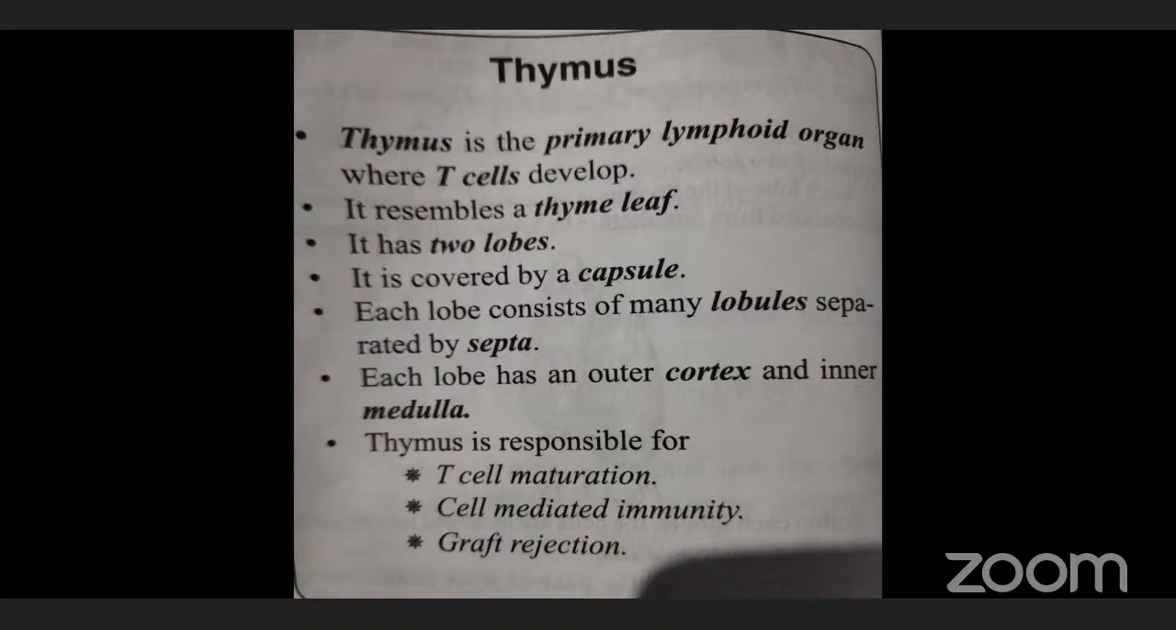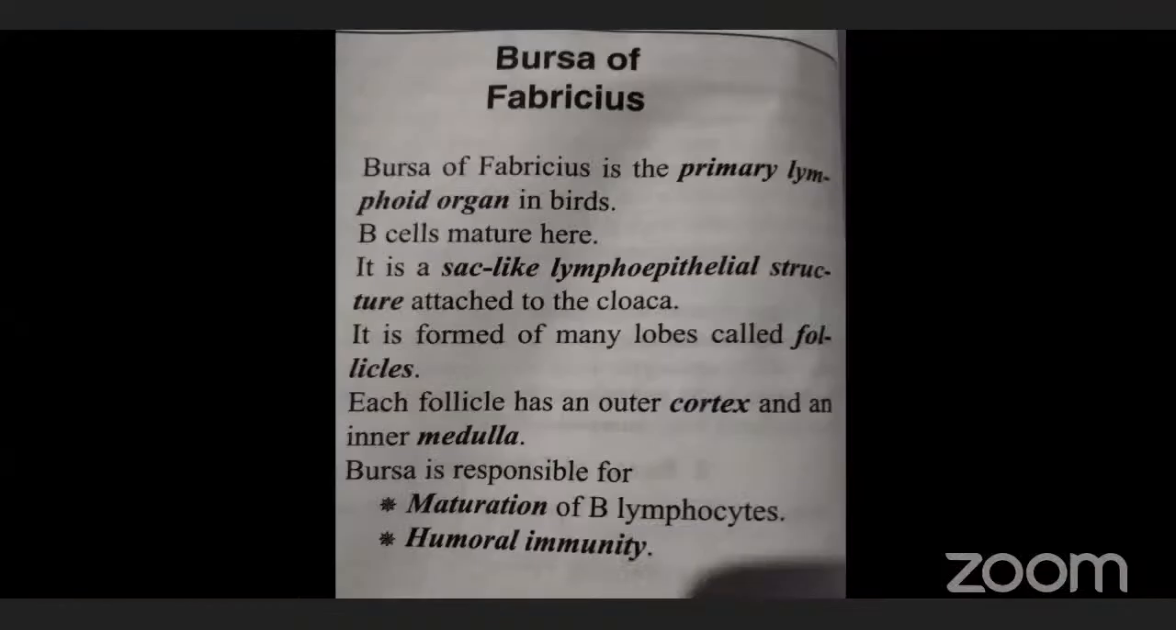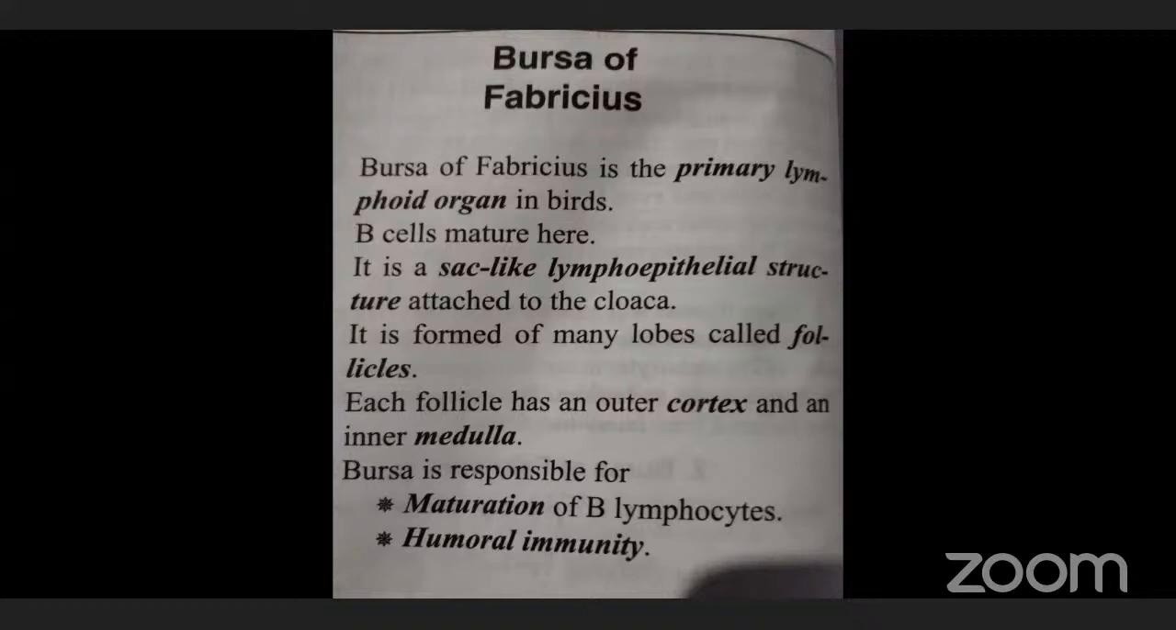The next one is the bursa of Fabricius. The bursa of Fabricius is a primary lymphoid organ in birds. That is the important thing. It is not present in mammals. The bursa of Fabricius is present in birds, and it is the training center for the army of B lymphocytes. So the bursa produces B lymphocytes in birds.